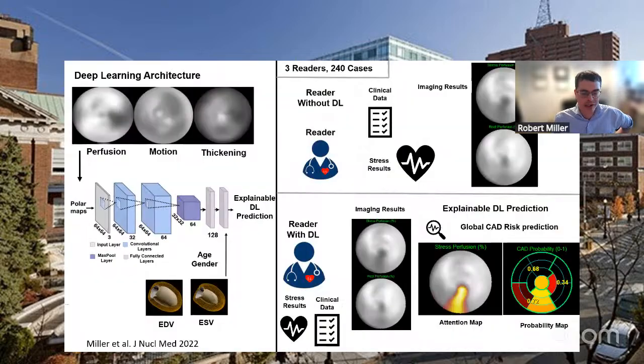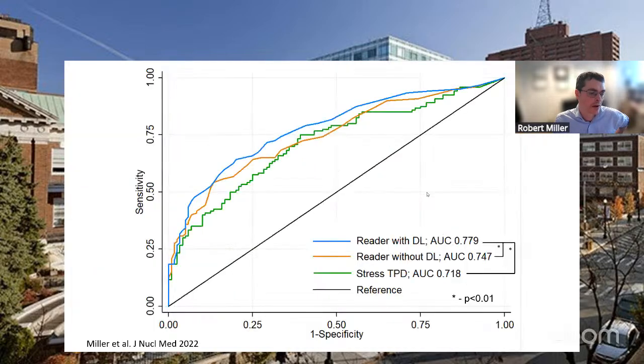So as you can tell, a lot of that was designed to help physicians read better in conjunction with deep learning. So we followed that up with this study where we had 3 readers read 240 cases the way we'd read any other case. They got the clinical data, the stress results, the perfusion images, and they scored them all. They then did the exact same thing, but with these explainable deep learning predictions, just to measure the incremental benefit from those explainability parameters.